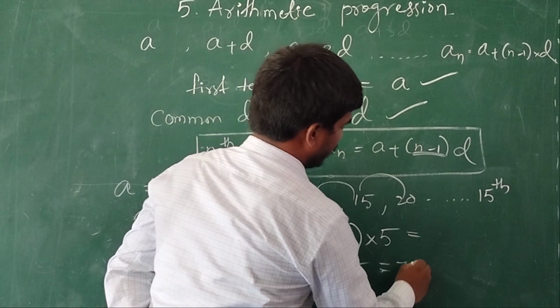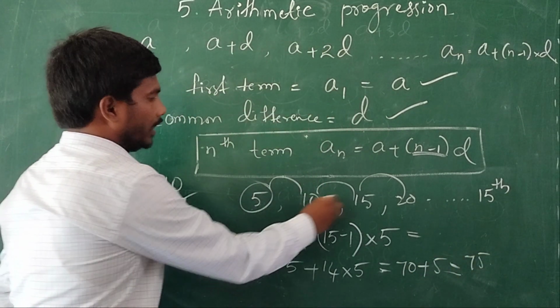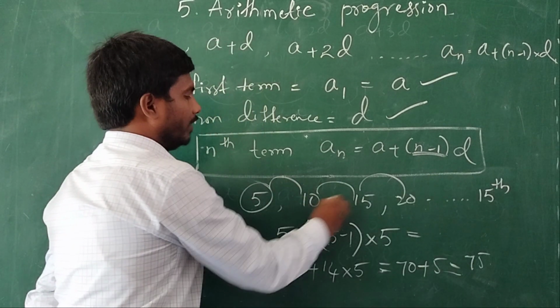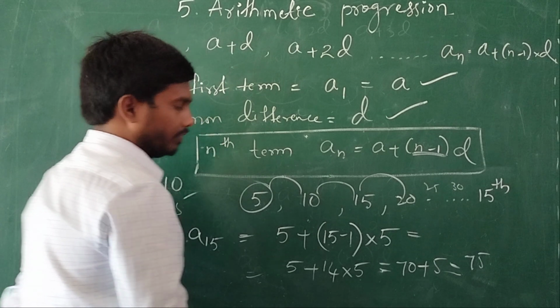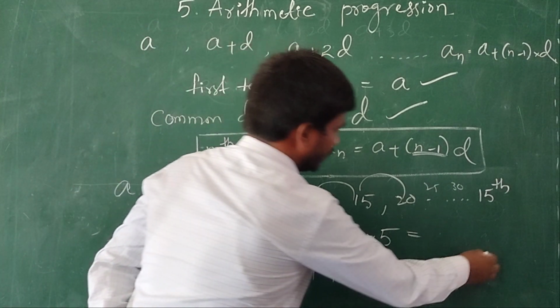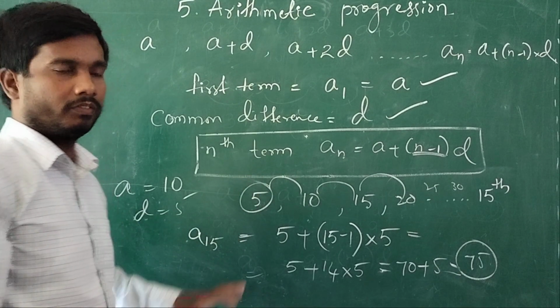70 plus 5 is 75. If you extend this series like this: 5, 10, 15, 20, 25, 30, 35, 40, 45, 50, 55, 60, 65, 70, 75. 75 is the 15th term of this series.